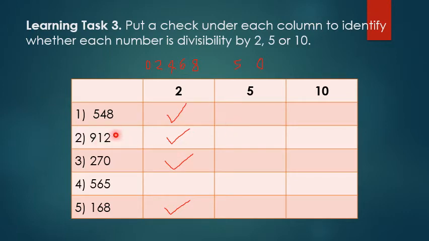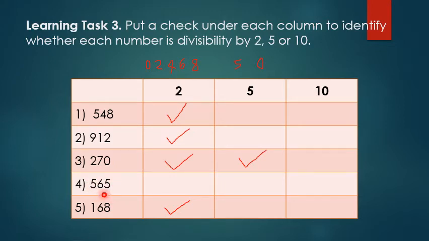How about number 2, 912? Nagtatapos siya sa 2. Nandito po ba siya sa divisibility rules by 5? So, wala. So, hindi tayo maglalagay dito. Sa number 3, 270, nagtatapos siya sa 0. So, ito po ba ay divisible sa 5? Nandito po ba yung 0? Okay, very good. So, siya po ay divisible by 5. How about number 4?